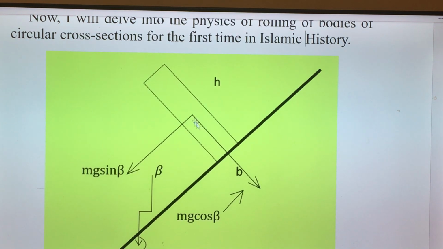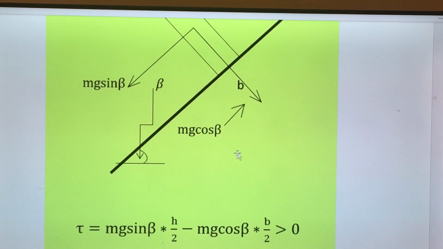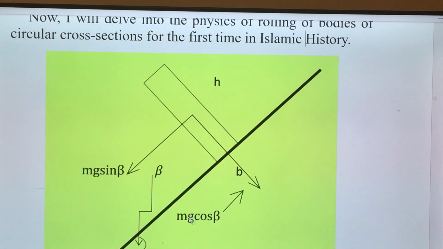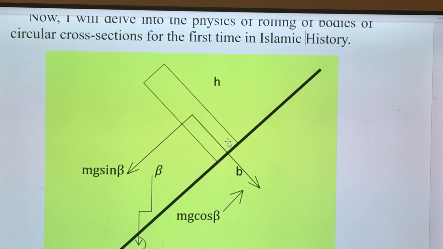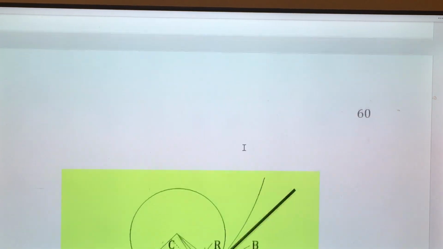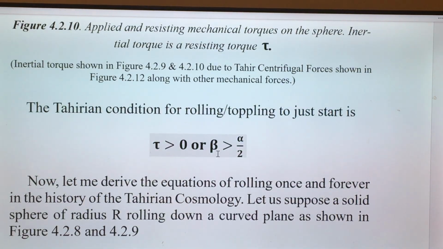This is the resisting torque, the torque that resists the motion of topple, or stops the motion of topple, in other words. This is also the component of the gravity, mg cos beta times b by 2. If the width of the rectangular prismatic bar is b, then b by 2. So mg cos beta times b by 2. Now if this torque has existence, then it would be greater than 0, and the body will topple over. So the condition of topple over would be tau greater than 0, or beta should be greater than alpha over 2.